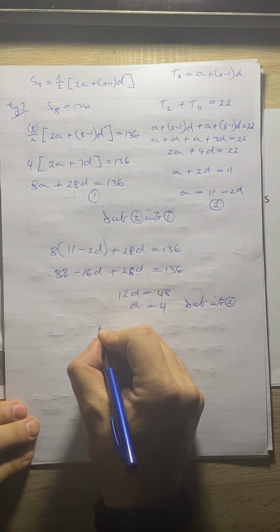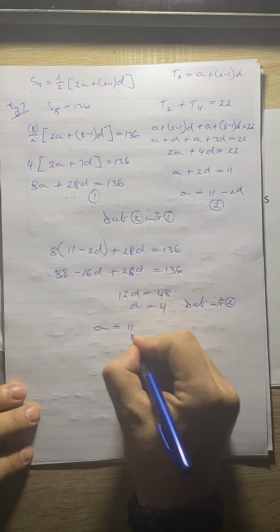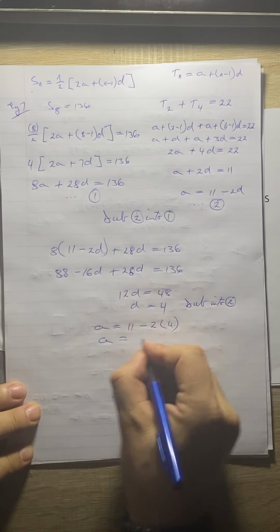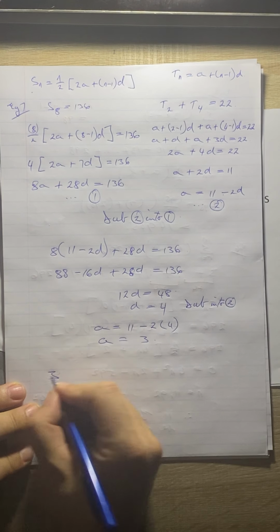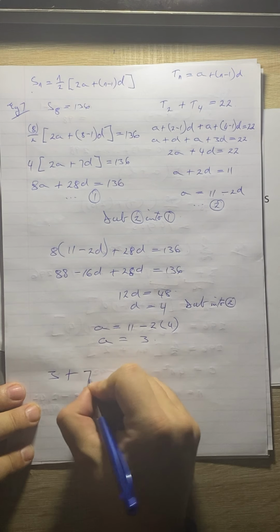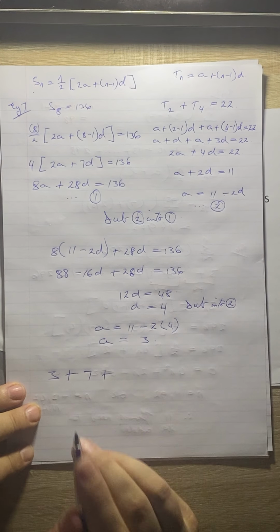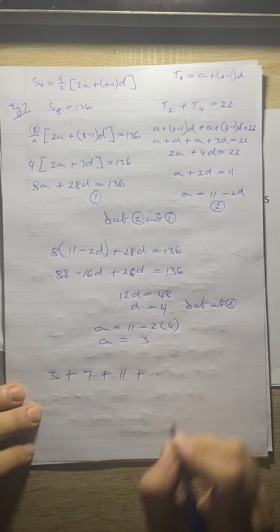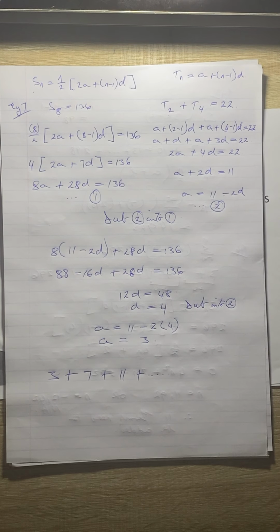And we get a is equal to 11 minus 2 times 4. So a is equal to 3. So that's my first term, plus, how do I get to the next one? By adding 4, which is 7. Add 4 to this one to get the next one, and so on and so on. And that is your series.